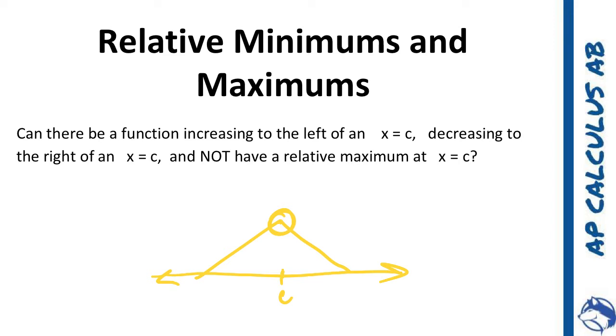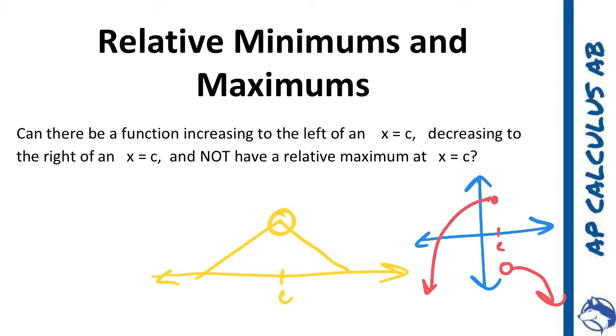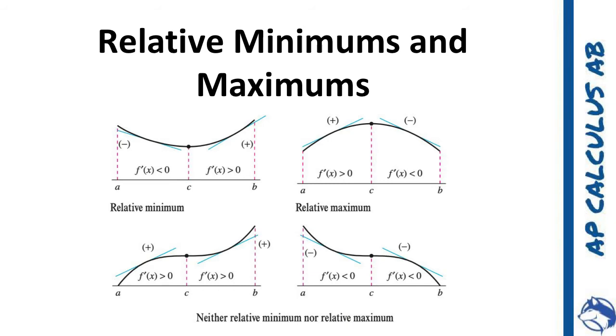The only time where it gets a little bit tricky is if I were to have a function that would look something like this on c, because I could have it go increasing up to there, but this would still be a relative maximum in a place where that would occur. So this is just a nice little review of what we have going on here.